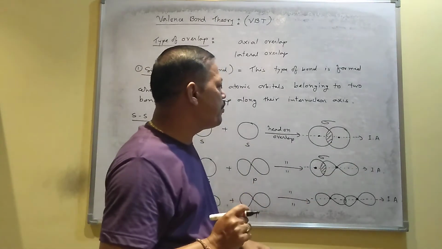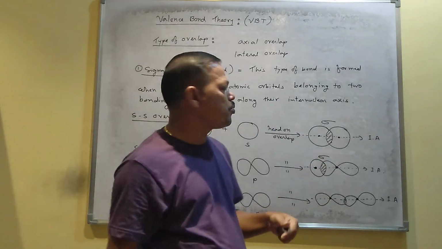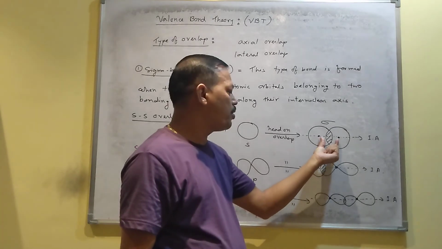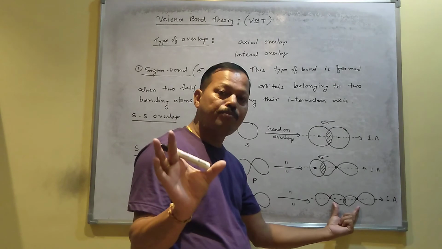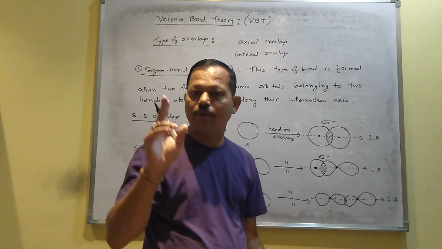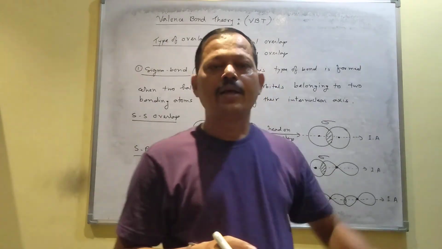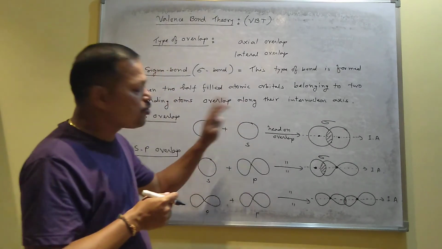And always remember one thing, bond energy and bond length are inversely proportional. Here bond length is less, but bond energy is more. Here bond length is more, I mean a longer bond, but energy is very less. That's why bond energy and bond length are inversely proportional. If bond length is more, bond energy will be less. So this is called a sigma bond.